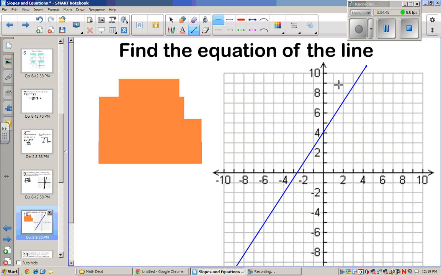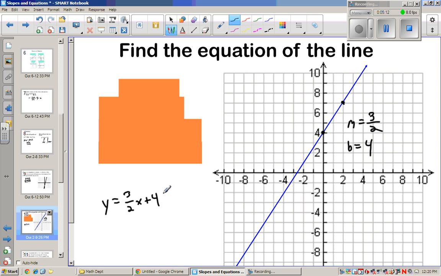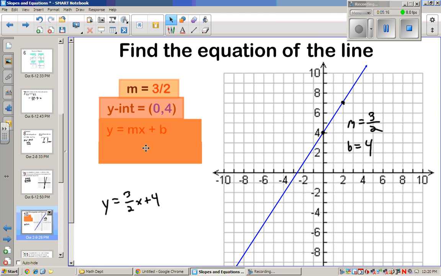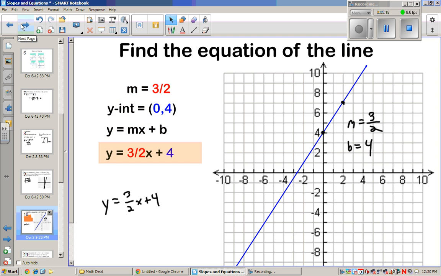Now find the equation of this line. Well, we can take any, but we know that this point is the y-intercept. The slope from there, if I go up 1, 2, 3 over 2, looks like our slope is 3/2. Our y-intercept is 4. So I'd say y equals 3/2 x plus 4. And that's what they got to.